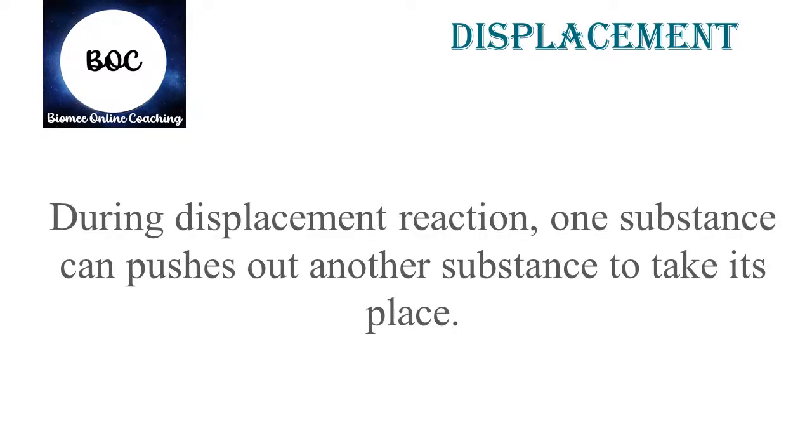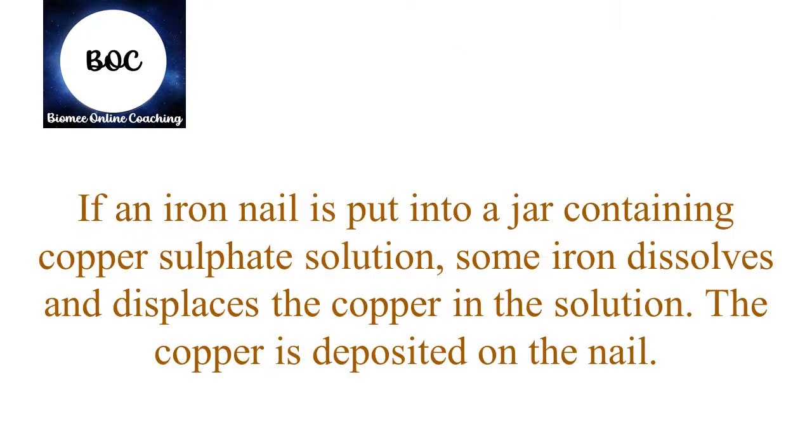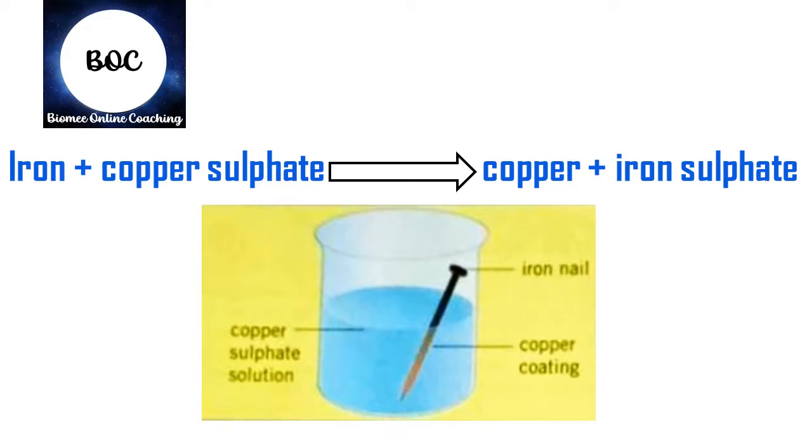Here is another chemical reaction, that is the displacement. During a displacement reaction, one substance pushes out another substance to take its place. If an iron nail is put into a jar containing copper sulfate solution, some iron dissolves and displaces the copper in the solution. The copper is deposited on the nail. Look at this picture.